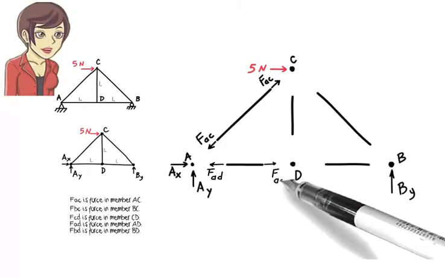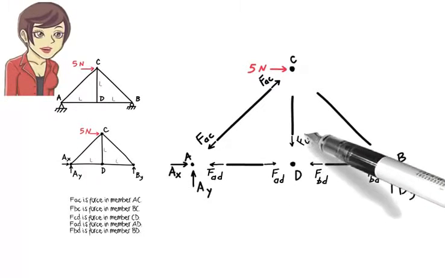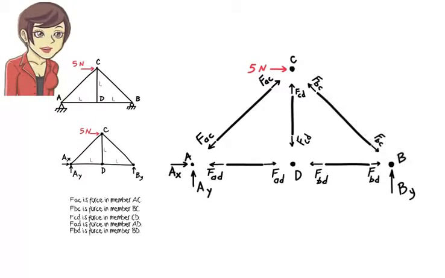I am going to draw the free body diagram for the other member segments in a similar manner. Each member is assumed to carry an unknown force. The member is assumed to be in tension. Now, let's draw the free body diagram for the joint segments. Let's examine joint A first. It connects members AC and AD.